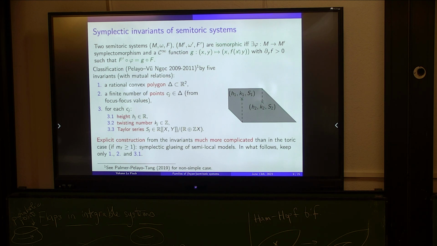Toric systems are classified by their Delzant polygon. So certainly in the list of invariants there should be a polygon somewhere. This is the first invariant. The other invariants are a certain number of marked points in the polygon. These come from the various focus values of the system. For each of these points you have 3 quantities. If you say it's a marked point, you already know the first one, which is the position of the point in the polygon.